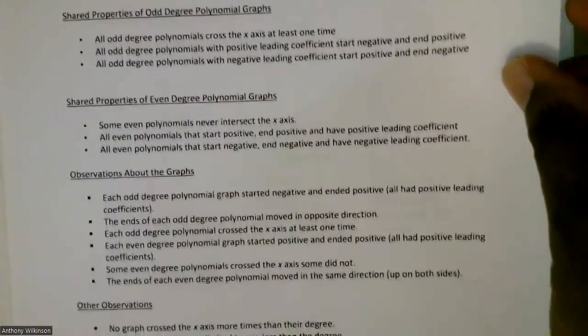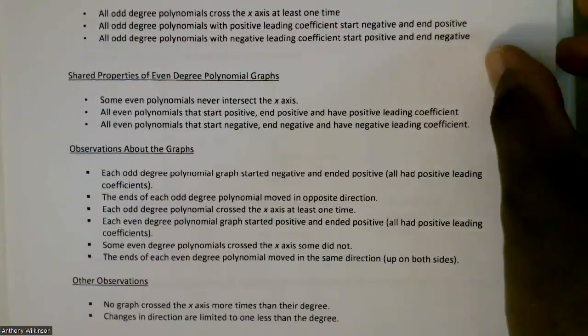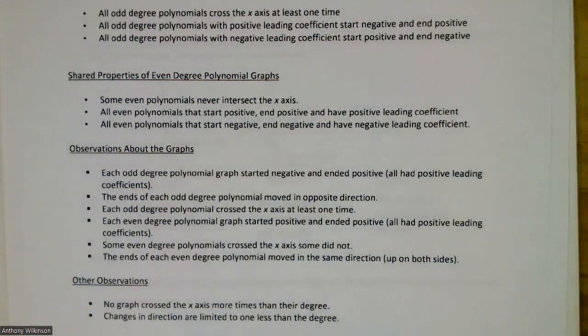Now here's some observations about the graphs. Each odd polynomial graph started negative and ended positive. That means all had positive leading coefficients. The ends of each odd degree polynomial moved in the opposite direction. And each odd degree polynomial crossed the x-axis at least one time.